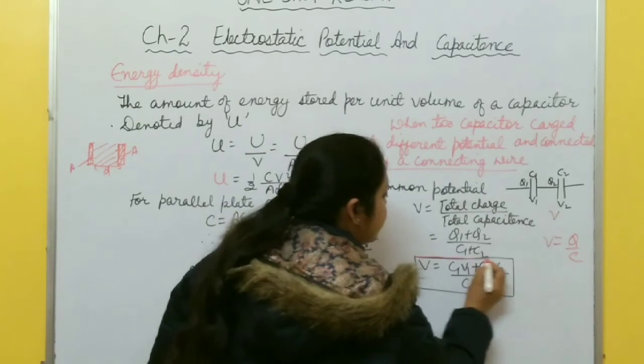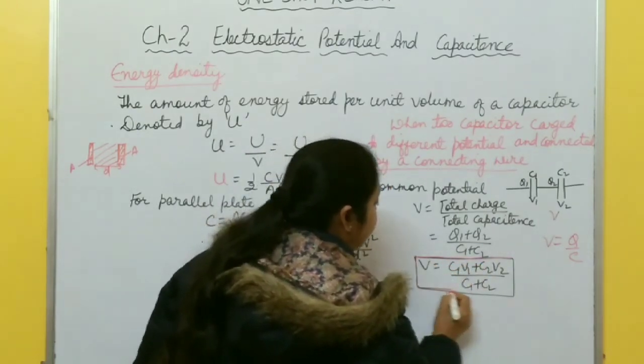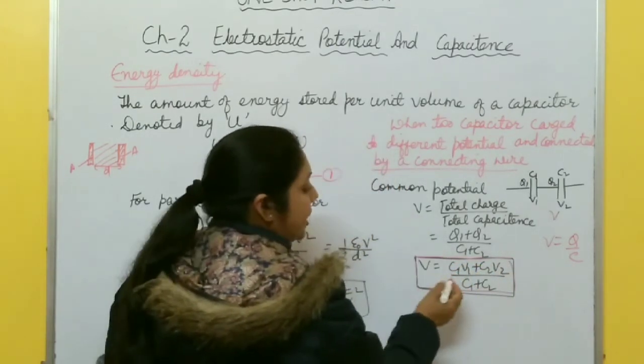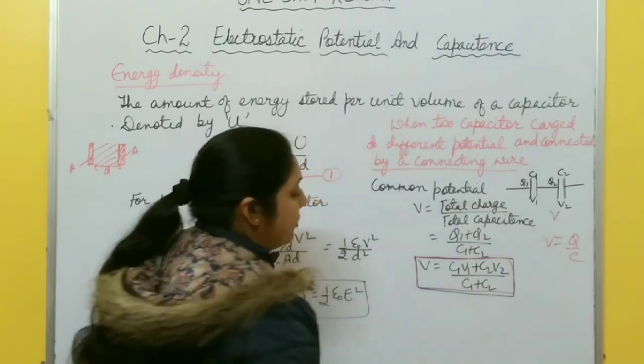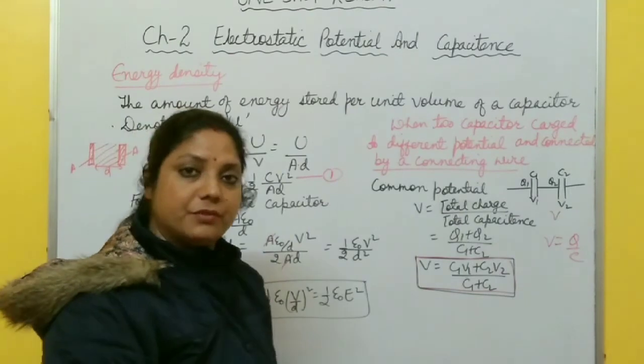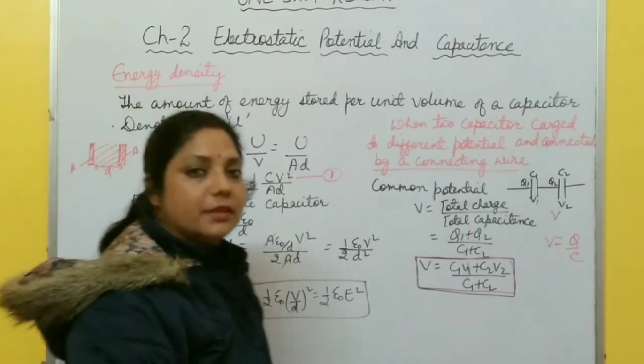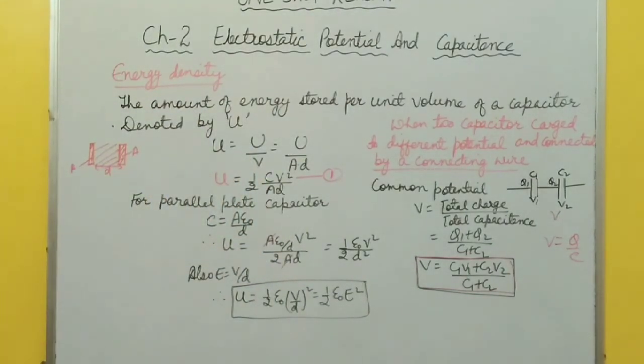So common potential, right, when two capacitor charged to different potential and connected by a wire is given by V equal to C1 V1 plus C2 V2 by C1 plus C2. Just remember this one, okay? Please take a screenshot of this one.